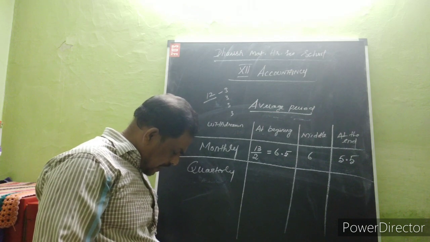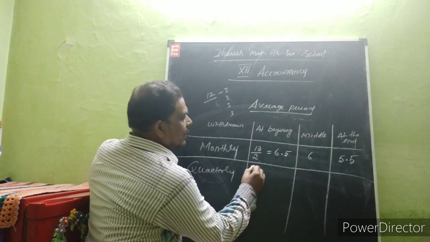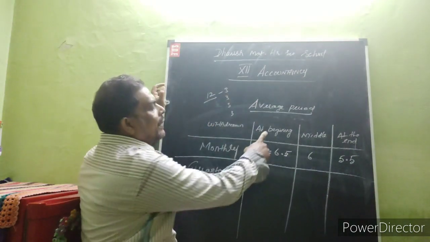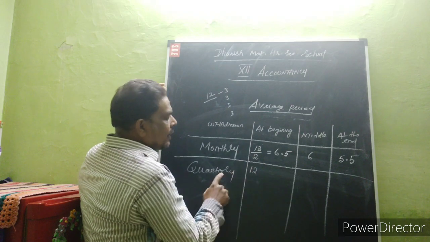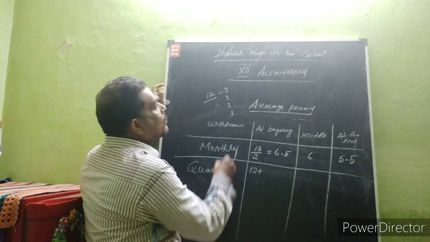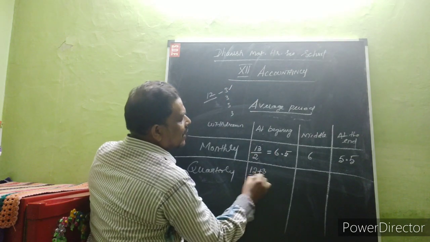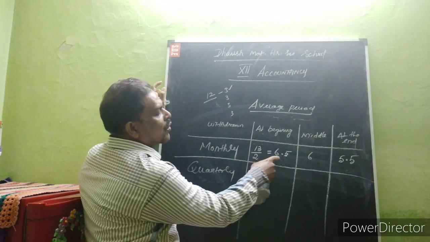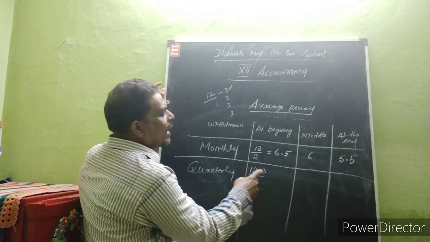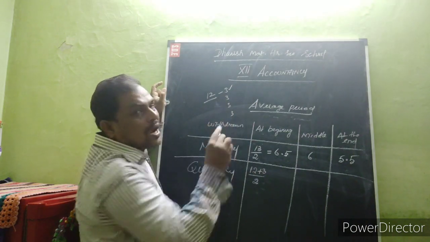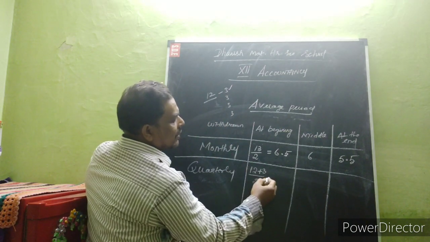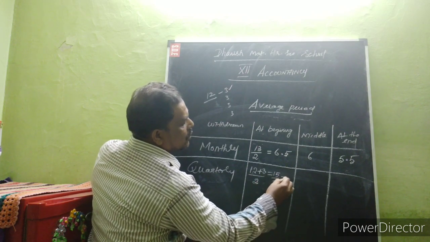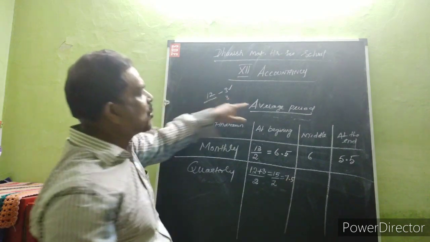See here, totally 12. Here 12 plus 1, because monthly means only one month excess. So beginning means 12 plus 1, 13 by 2. Here 12 plus quarterly, how many months? 3 months. So 12 plus 3 divided by 2. Here 12 plus 1 divided by 2 is equal to 6.5. Here 12 plus 3, because quarterly means you have to add 3 months, so you will get 12 plus 3, how much? 15 divided by 2, that is equal to 7.5 months average period.